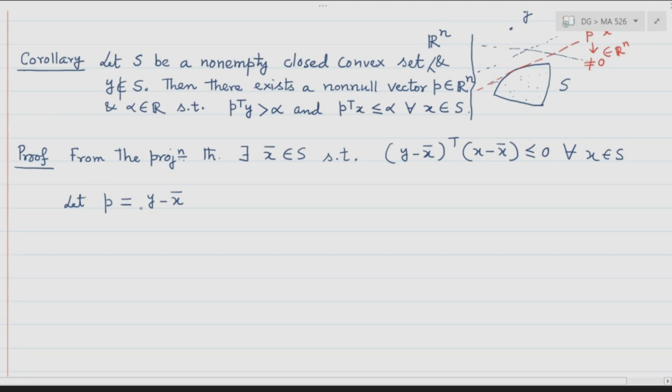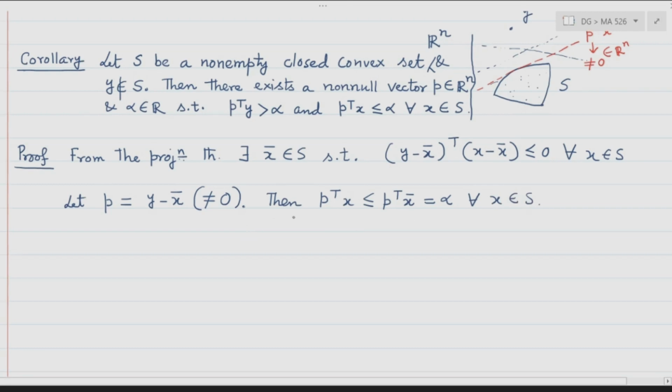So here we consider p equals y minus x bar, and obviously this vector is non-null, due to the fact that x bar is an element in S and y is not in the set S. Then the inequality gives us p transpose x is less than or equal to p transpose x bar. If we choose p transpose x bar equal to alpha, where alpha is a scalar, this holds for every x belonging to S.